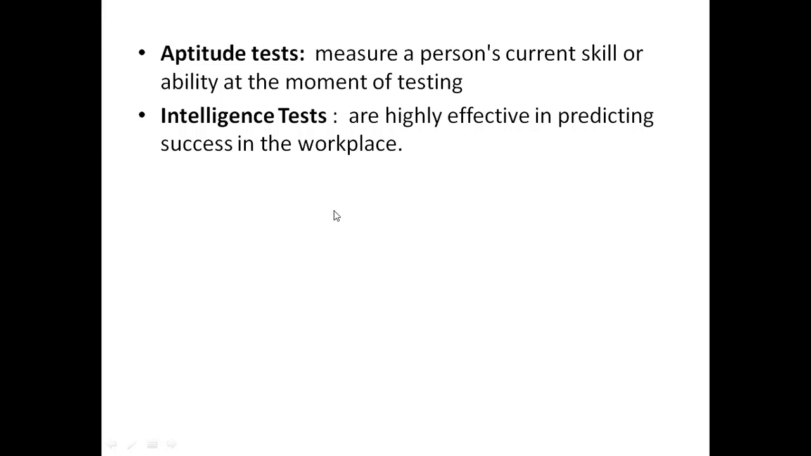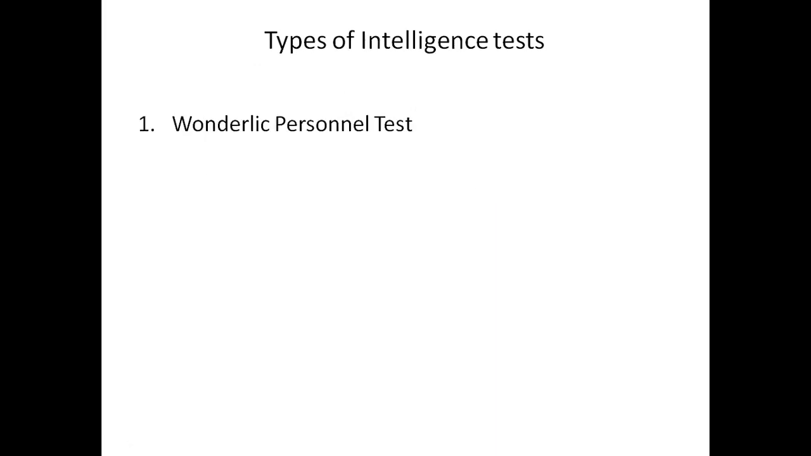The second type of psychological tests are the intelligence tests. The cognitive ability tests are widely used for employee selection because they are highly effective in predicting success in the workplace. Various types of intelligence tests that are used in the selection procedure are the Wonderlic Personnel Test. The Wonderlic Personnel Test measures general ability.